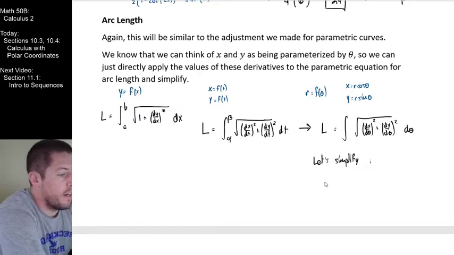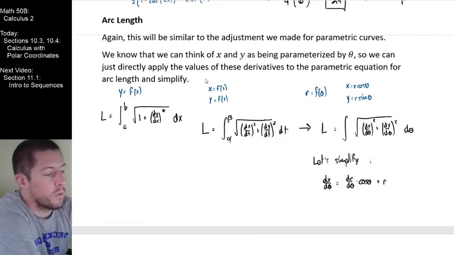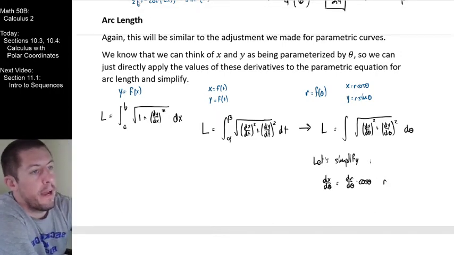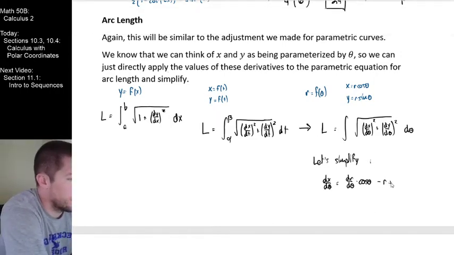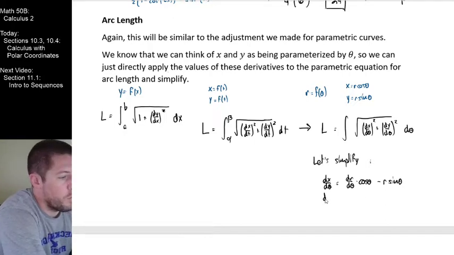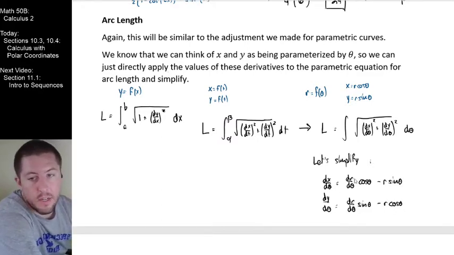I'm recalling that we've already done this: dx d theta is dr d theta times cosine of theta minus r sine theta. Excuse me, that's minus, because we're going to get the derivative of cosine. And our dy d theta, just doing the product rule, is dr d theta, the derivative of r, leaving the sine term alone, plus r, left alone, times the derivative of sine, which is cosine of theta. So I know what dx d theta and dy d theta look like.